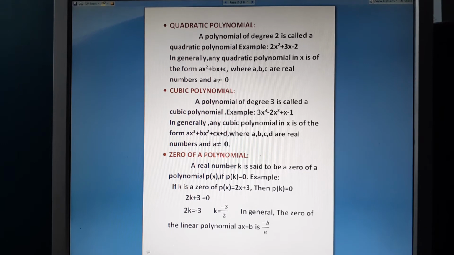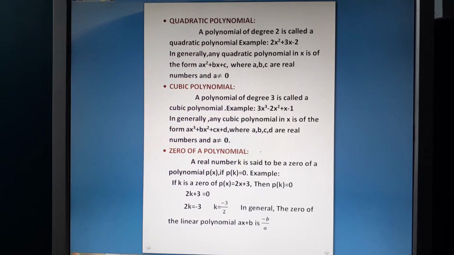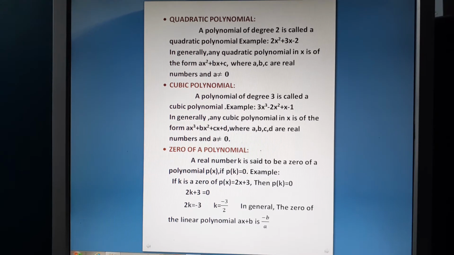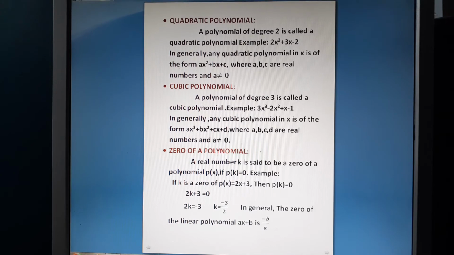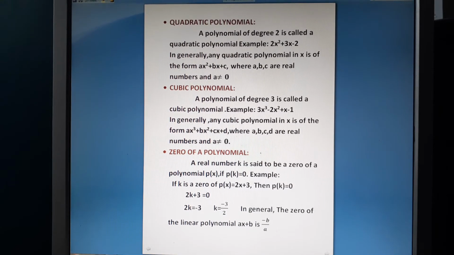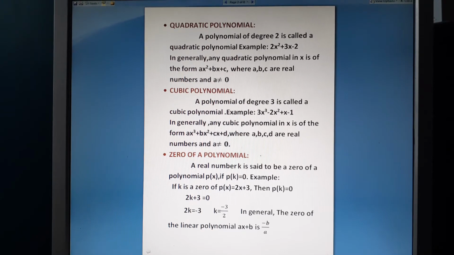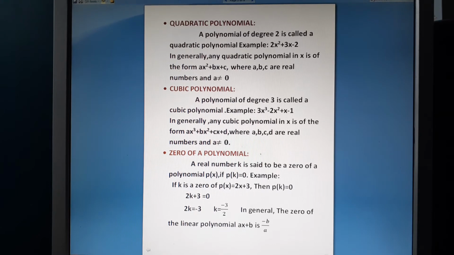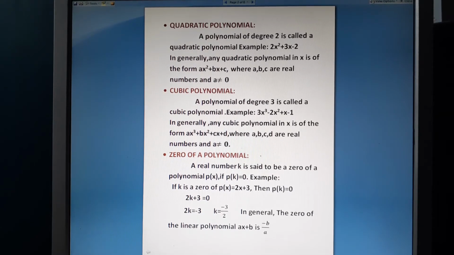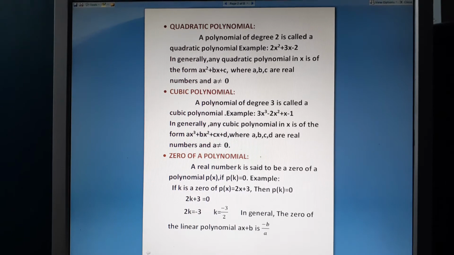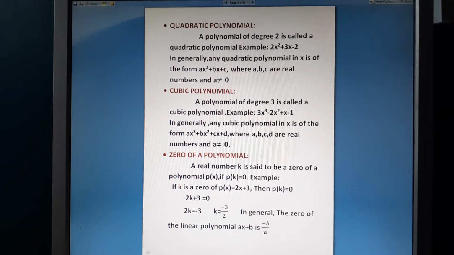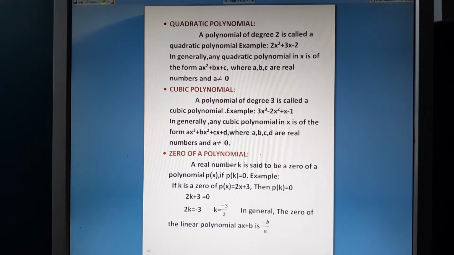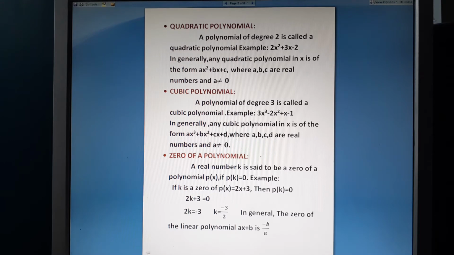Next, zero of a polynomial. You have already studied in class 9 how to find the zeros of the linear polynomial. See the definition for zero of a polynomial. A real number k is said to be a zero of a polynomial p of x if p of k is equal to 0. Example: if k is a zero of p of x is equal to 2x plus 3, then p of k is equal to 0.